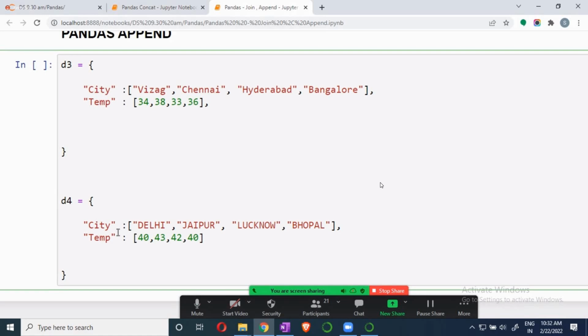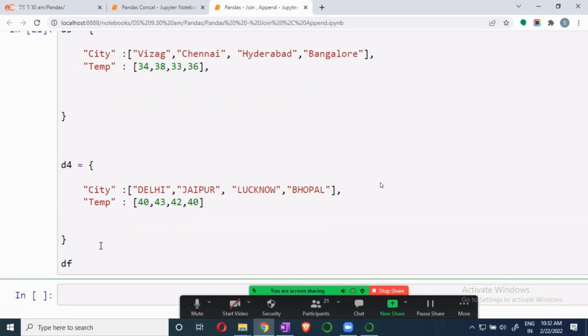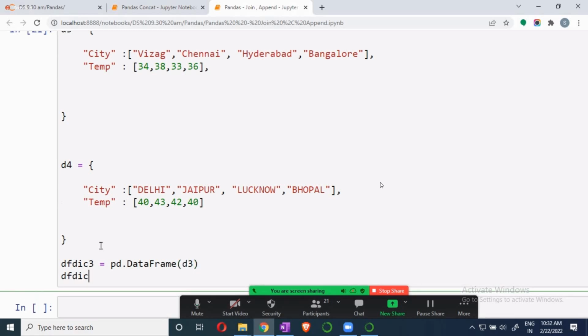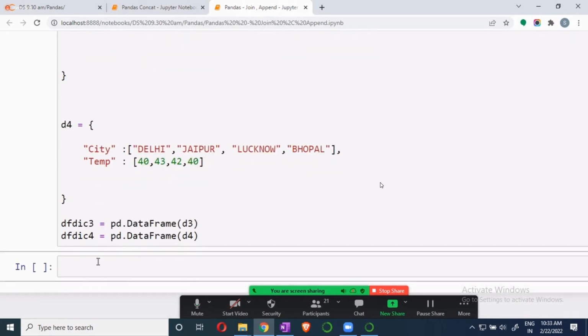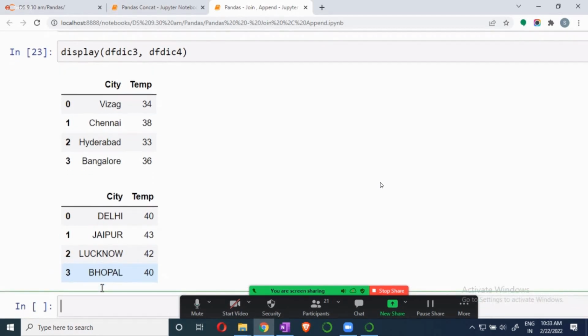Now what I'm doing is creating a data frame over here. df_dic3 is equal to pd.DataFrame of d3. df_dic4 is equal to pd.DataFrame of d4. Okay, I got the two data frames. Display df_dic3, df_dic4. Okay guys, this is the data frame. Clear?